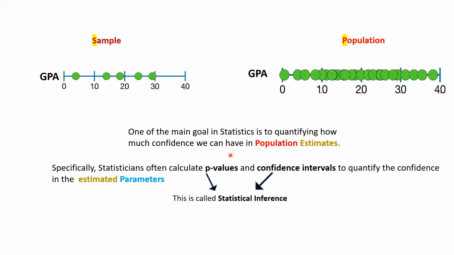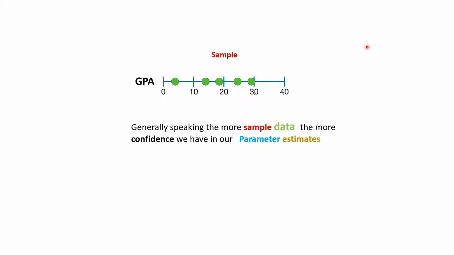One of the main goals in statistics is to quantify how much confidence we have in the population estimates. Specifically, statisticians often calculate p-values and confidence intervals to quantify the confidence in the estimated parameters. This is a branch of statistical inference, but we will see more about this in the next lectures. So again, in statistics we use these randomly selected 5 students to estimate something about the entire population, which in our case was the 82 students.